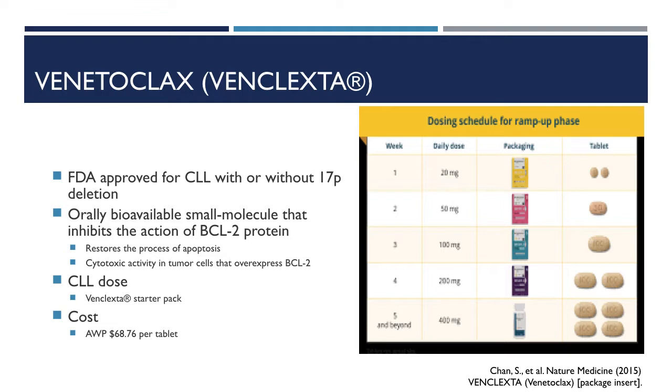Then we have venetoclax. This is not FDA approved for AML, and it's normally used in CLL, but this is an orally bioavailable small molecule, and it inhibits the action of BCL2 proteins. Now, if you'll recall, BCL2 is that anti-apoptotic protein that helps cancer cells evade death. This drug helps to restore the process of apoptosis and kills these cancer cells. It's dosed as a starter pack, so you'll slowly increase the dose over 5 weeks, and this helps to reduce tumor lysis syndrome.